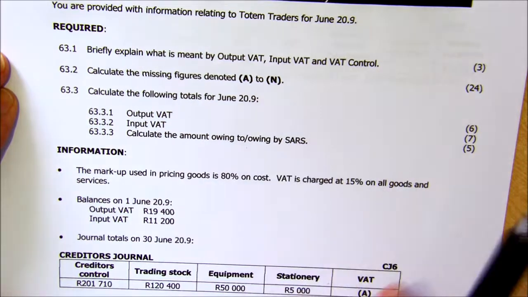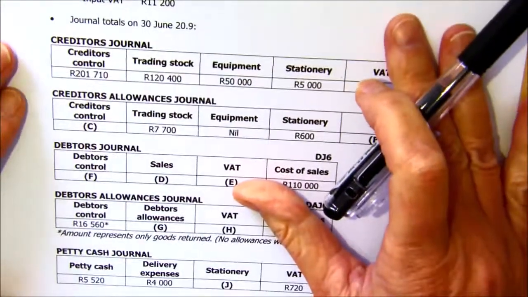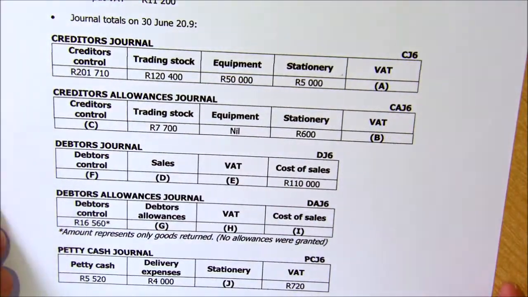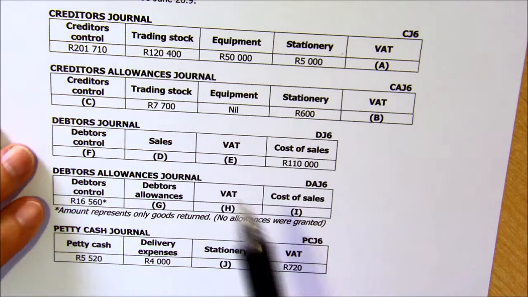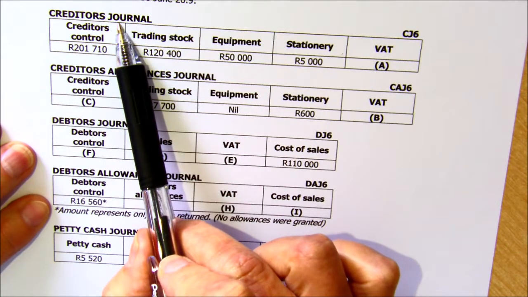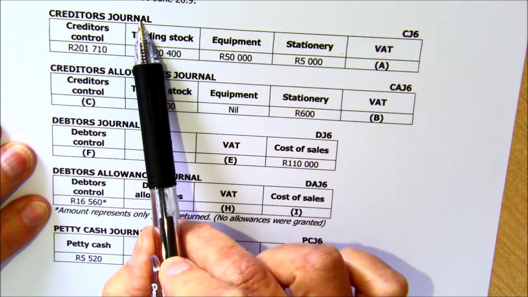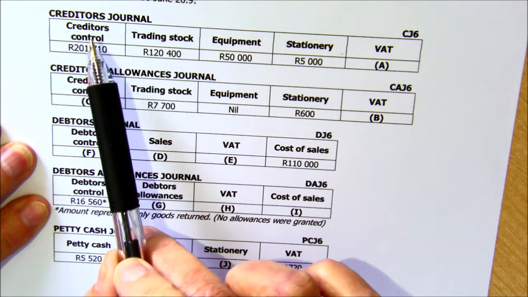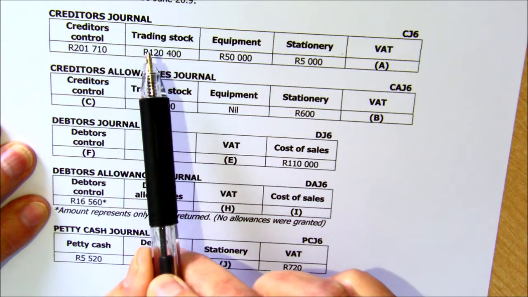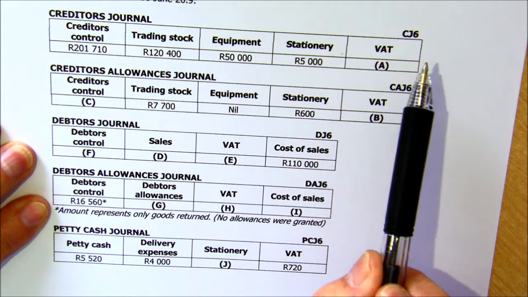But the problem with this exercise is it could be a little bit confusing because you might not recognize which are exclusive and which are inclusive. So let's start by looking at the creditor's journal. Now remember, the creditor's journal is when you buy on account and you owe your creditors the amount for the goods or the items that you bought plus the VAT.